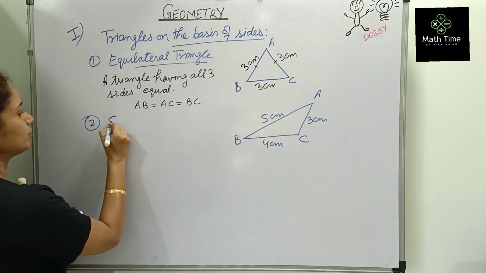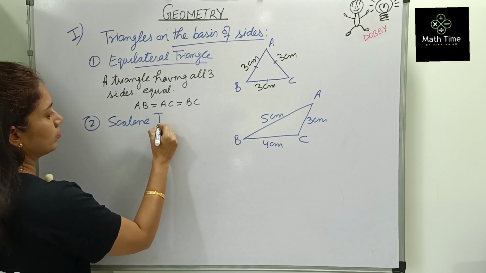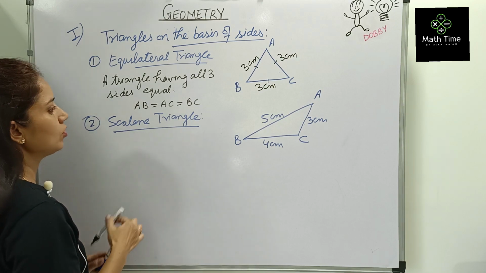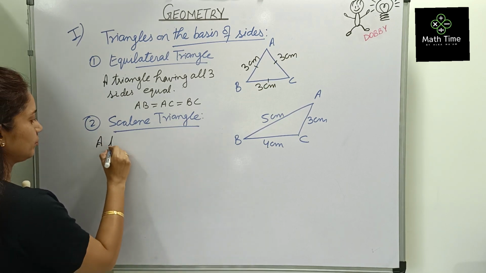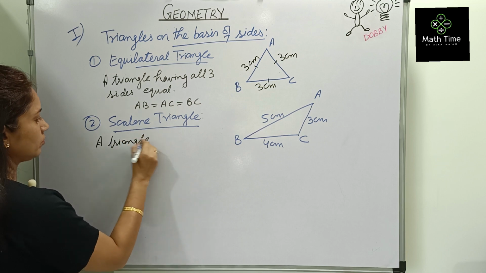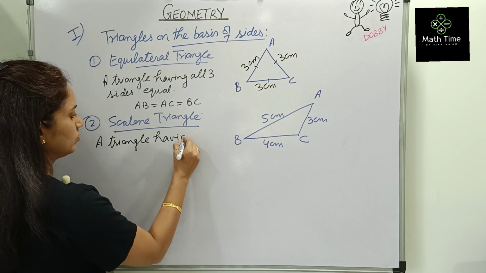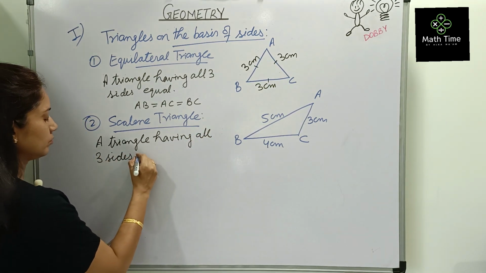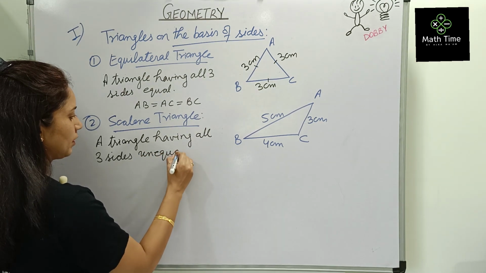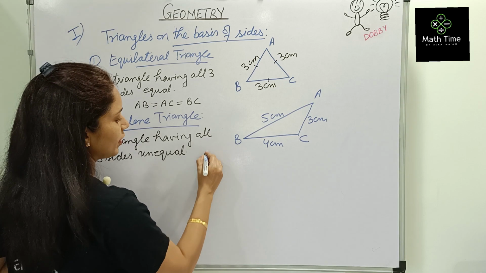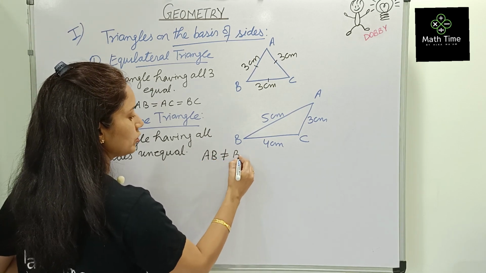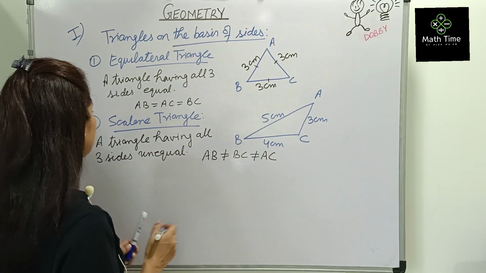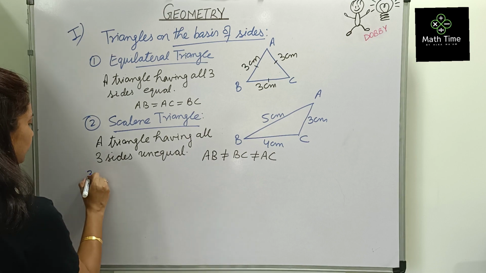So let us write. Scalene triangle, a triangle having all three sides unequal, is called scalene triangle. So this we can write as AB is not equal to BC is not equal to AC. This is the sign of not equal to. Okay. Now the next type of triangle.